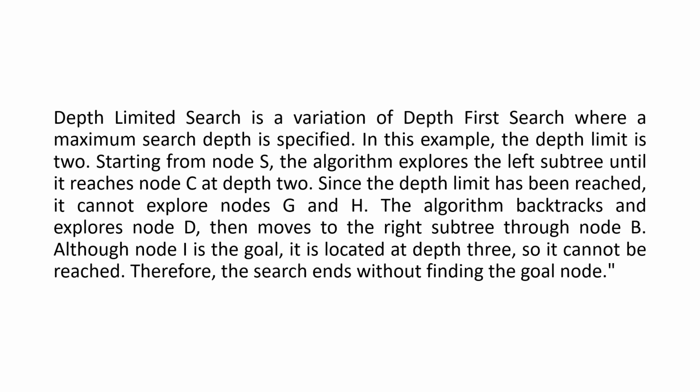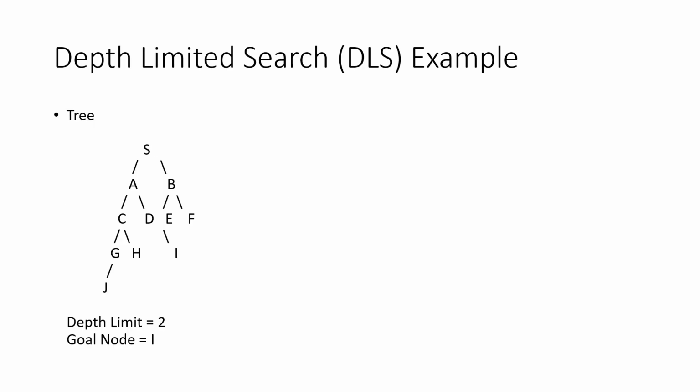Okay, for this problem, the first one, DFS depth limited search, they have given the tree structure. First we fix the levels. S is level 0, and A, B are level 1, and C, D, E, F are level 2, and then G, H, I are level 3, and then J is level 4. So 0, 1, 2, 3, 4, this is the level basis.